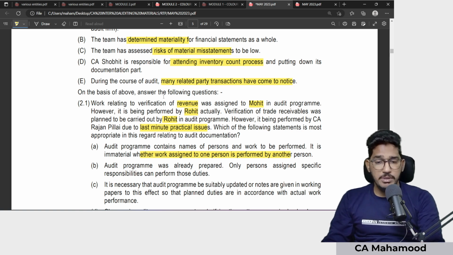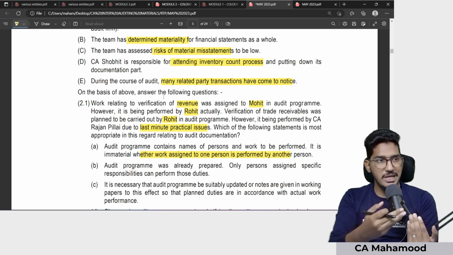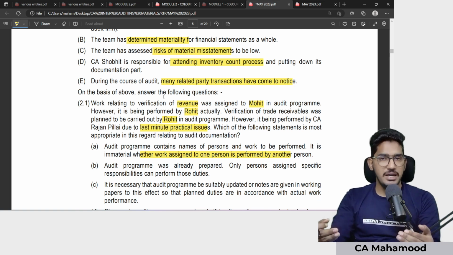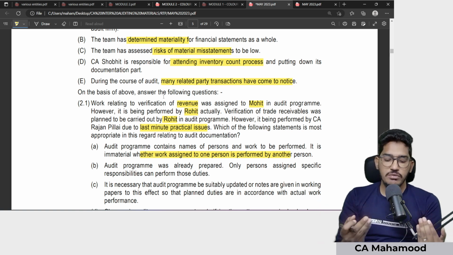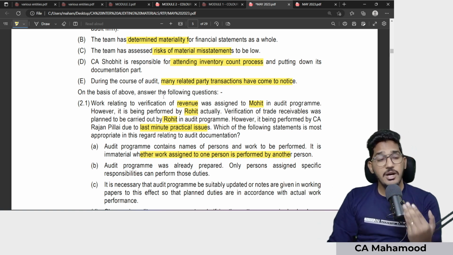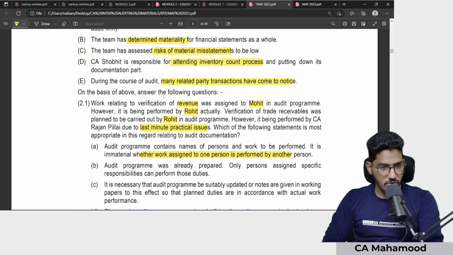Option B: the audit program was already prepared. Only persons assigned specific responsibilities can perform those duties. The audit program is so rigid? That means once you have decided the program, no matter whatever happens, everybody has to follow the same? No. Sometimes practical issues might come across, because of which work assigned to one person might be handled by another person. So you can't say the program has to be followed strictly. Sometimes it is not practically possible. So B is also not correct.